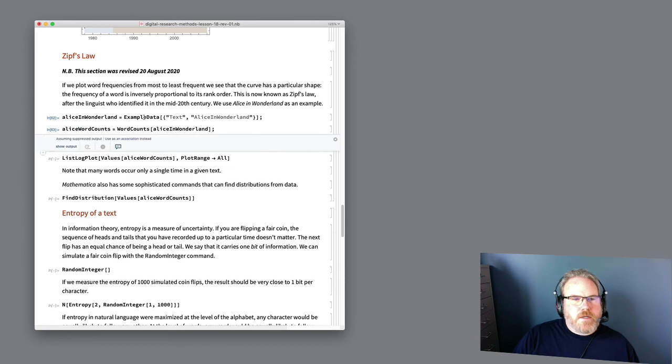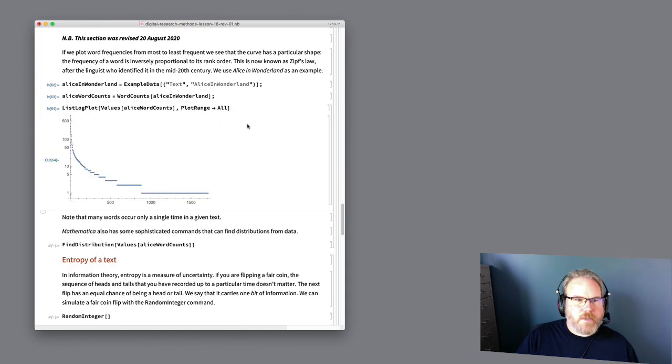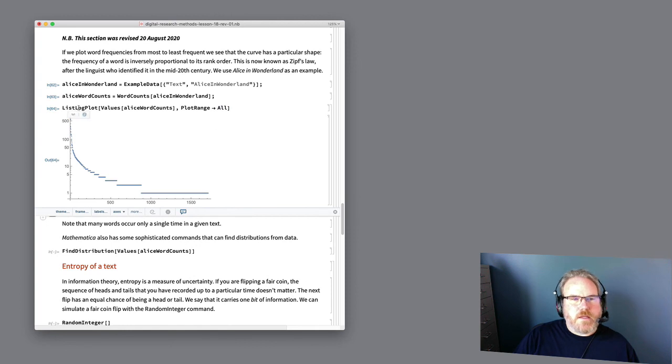So I grabbed Alice in Wonderland, the text, I'm doing word counts to count the frequency for each word, and now I'm going to plot, but I'm plotting them not with ListPlot, but with ListLogPlot, so that this axis here, the vertical axis, instead of counting 1, 2, 3, 10, 11, 12, counts in such a way that the amount of space taken by the numbers from 1 to 10 is the same as the amount of space taken by the numbers from 10 to 100.